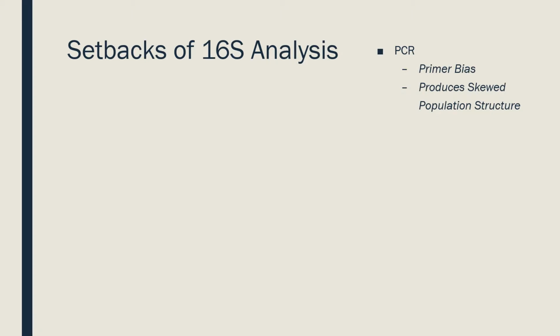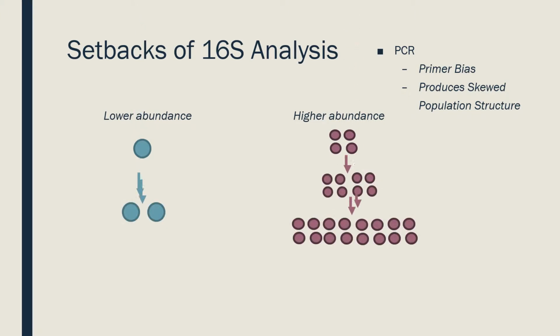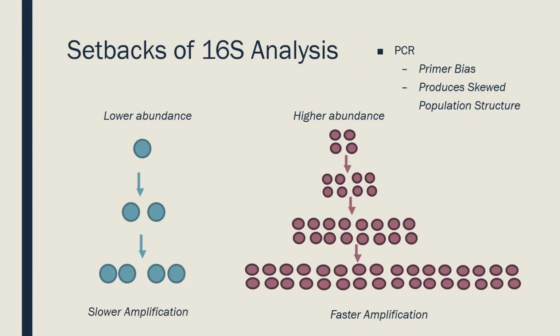However, while this method is convenient and common, it has many setbacks. PCR has proven to be a problematic process, as primer bias can occur, selectively amplifying some sequences more than others, resulting in skewed population distributions. Amplification also occurs more slowly on lower abundance taxa than on higher abundance taxa. Thus, PCR will inherently provide a misrepresentation of the population distribution, overrepresenting taxa originally present at high abundance levels, while underrepresenting taxa originally present at lower abundance levels.